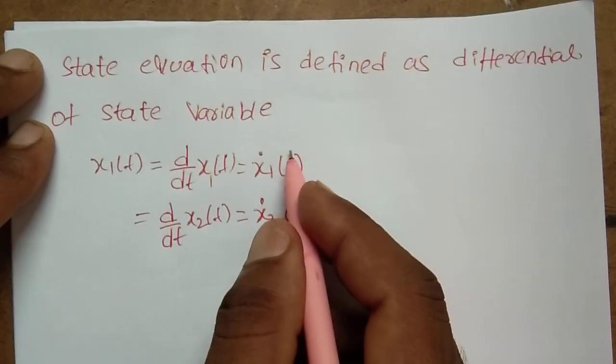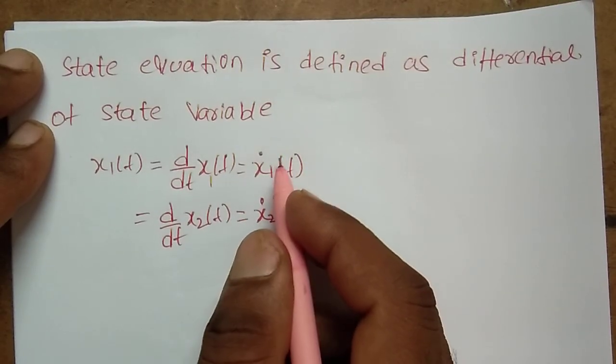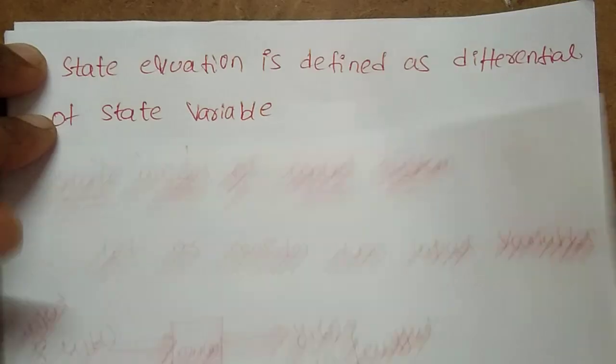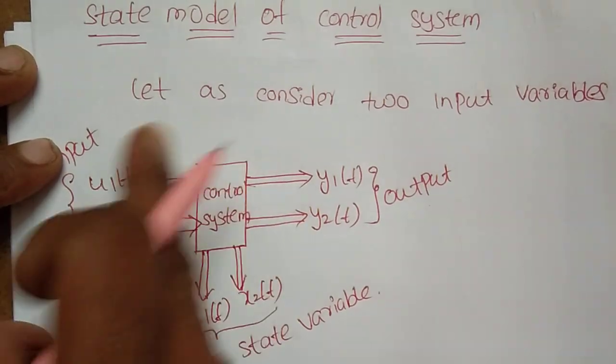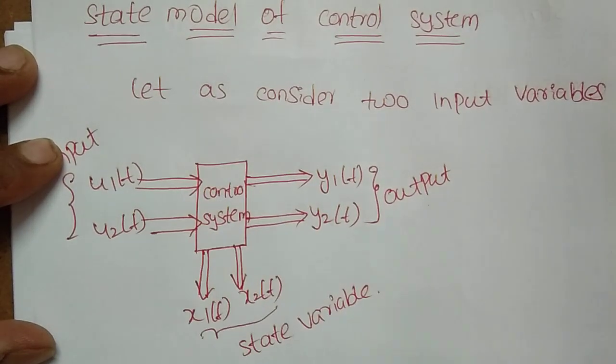How to write the state equation? By using the first model of the state model diagram.